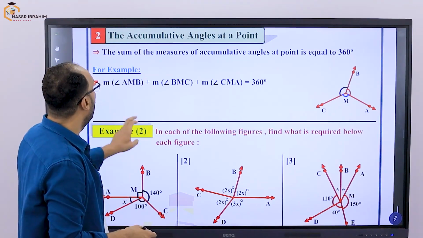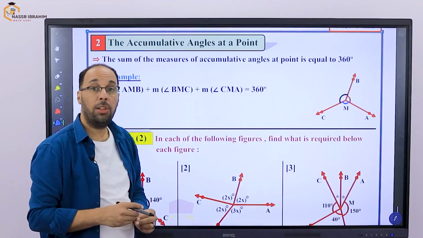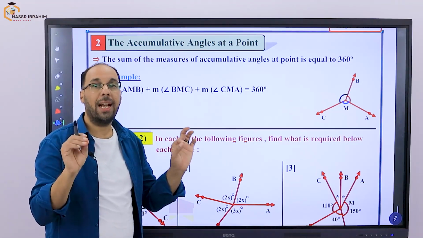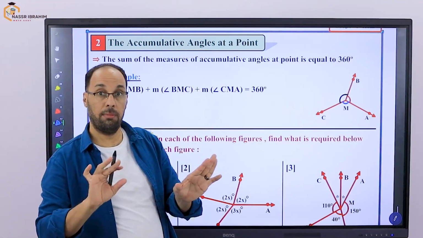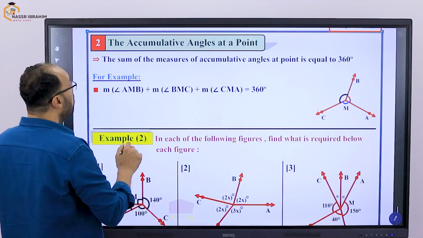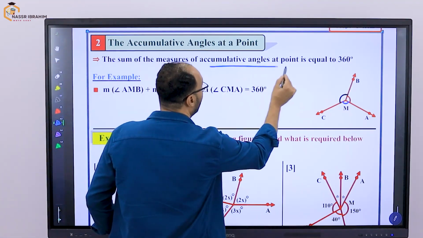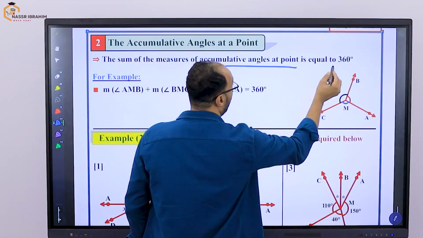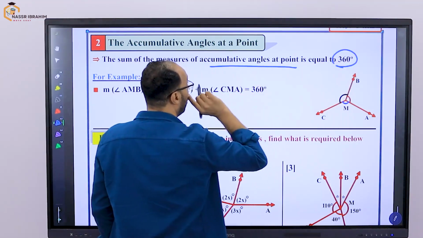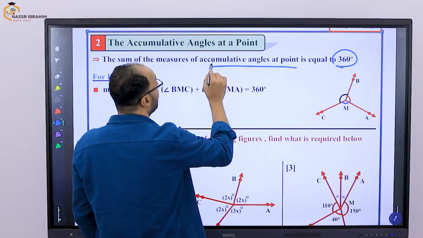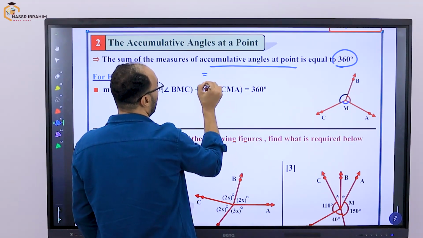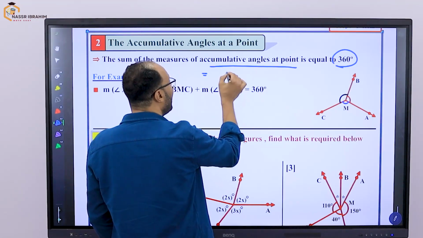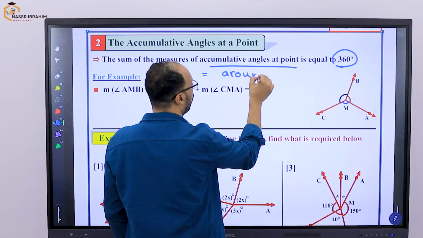Okay. The second case of angle relationship is called accumulative angles or angles around a point. The sum of the measures of accumulative angles at a point equals 360 degrees. You have to remember this one clearly, okay? We can replace the words accumulative angles with angles around the point.